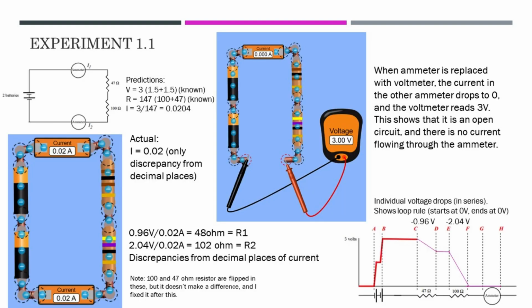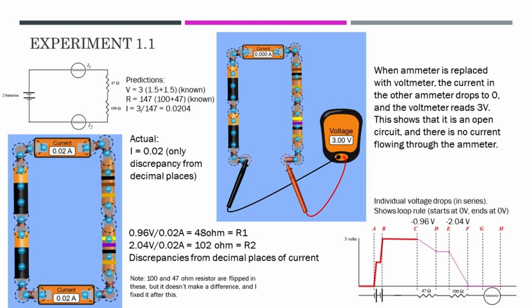For the first part of the first experiment, we were supposed to assemble the circuit in the top left corner and then make a prediction on I1 and I2. Using Ohm's law, I got that I for both of them would be 0.0204 amps. And then when I actually ran the circuit, it was 0.02, which means that my calculations were probably right and the only difference was from decimal places. Then we were to replace the ammeter with a voltmeter. When I did this, the current in the other ammeter dropped to 0 and the voltmeter read 3 volts. This shows that there is an open circuit and that there is no current flowing through the ammeter.